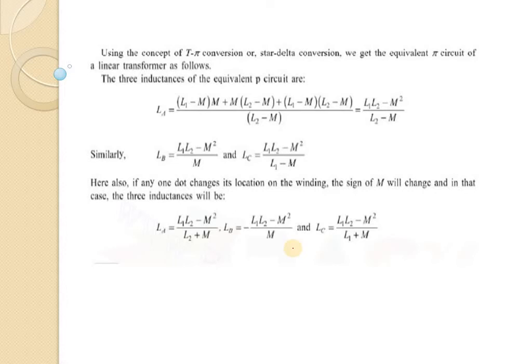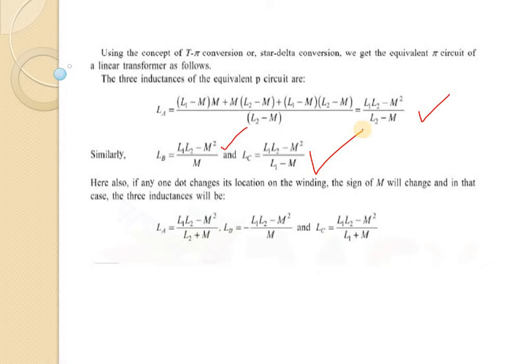Here, using the concept of T and pi conversion, or star delta conversion, we get the equivalent pi circuit of a linear transformer as follows. Three inductances LA, LB and LC we have taken, and the values of LA, LB and LC are just like this. We have used the concept of star delta conversion here, basically nothing more than that.